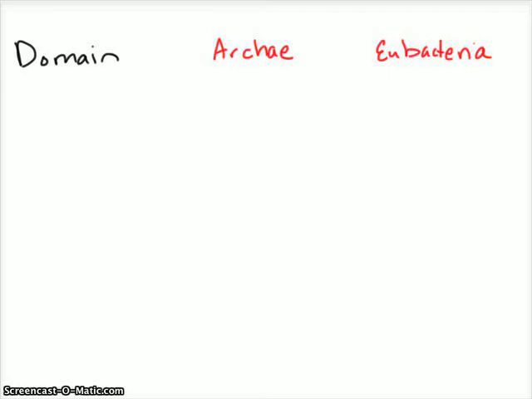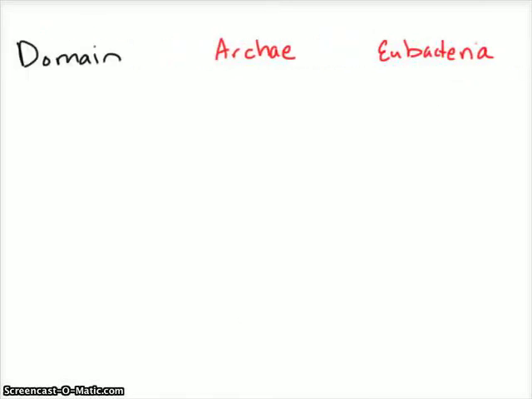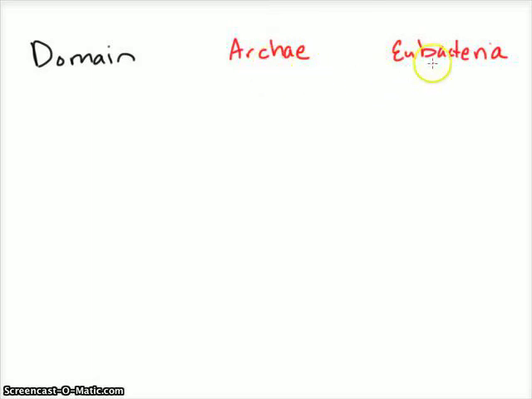Now we're going to look at the different categories in domain and kingdom. So first we have the domain. There are 3 domains. We have domain Archaea, Eubacteria, and Eukarya. Domain Archaea and Eubacteria have one thing in common. They are both prokaryotes. And remember what a prokaryotic organism is? It lacks a nucleus.